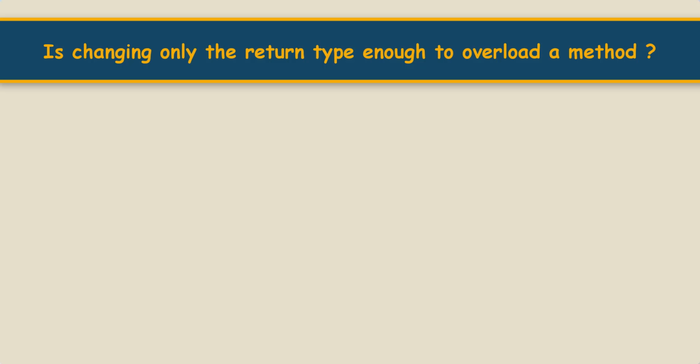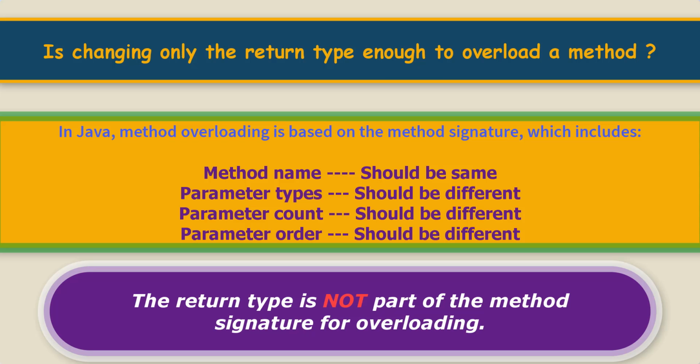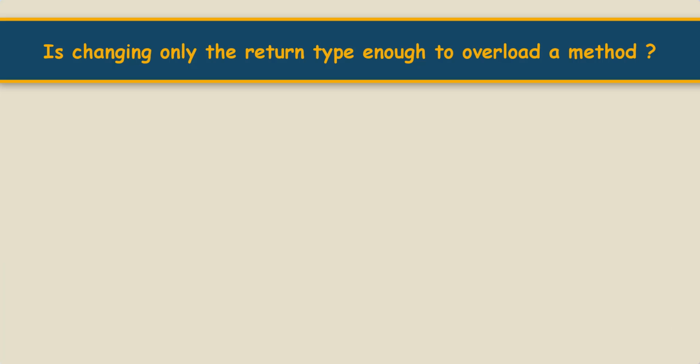So next question related to the overloading concept. Is changing only the return type enough to overload a method? So for overloading we know the method signature has to be different. So your method name should be the same but the signature should be different, like parameters, their type or their order should be different. So you can use the same return type or you can use a different return type as well. So just changing the return type will not be enough for overloading a method.